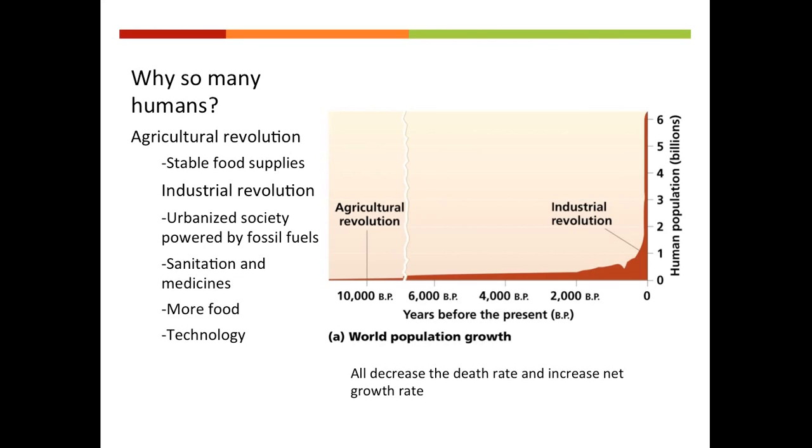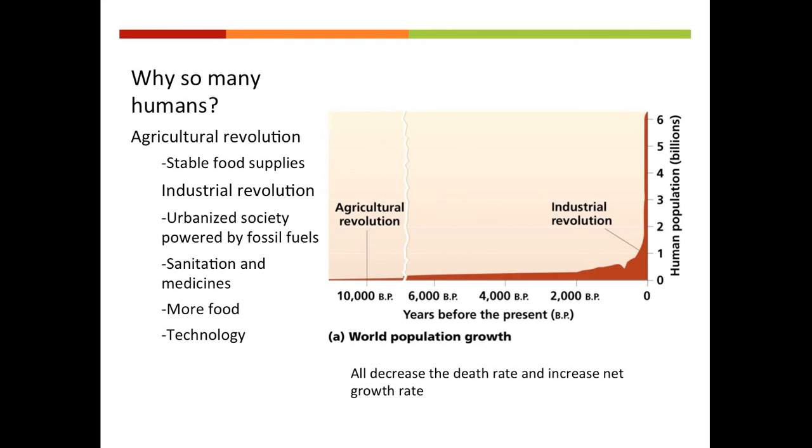But why are there so many humans? So, it all started back during the agricultural revolution when we got stable food supplies. No more did you have to go and chase behind a herd of animals and go out and hunt and gather, hunt for your deer, hunt a bear, hunt whatever you wanted to eat, and bring it back. You have a stable food supply. You begin to grow crops. You begin to raise your own livestock.